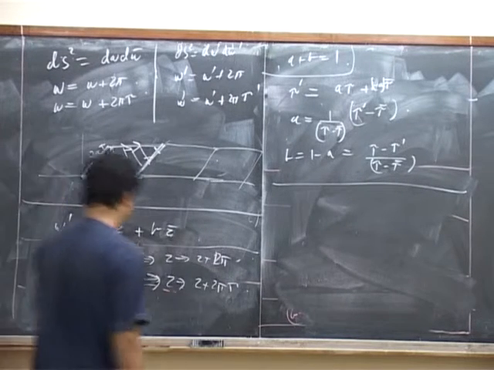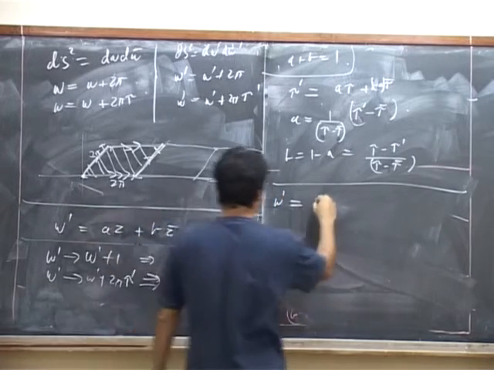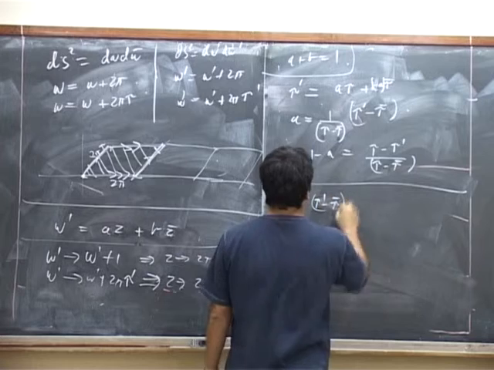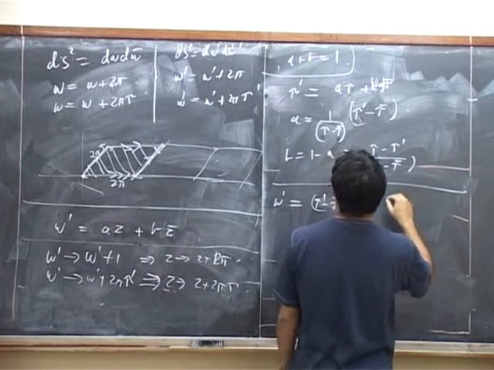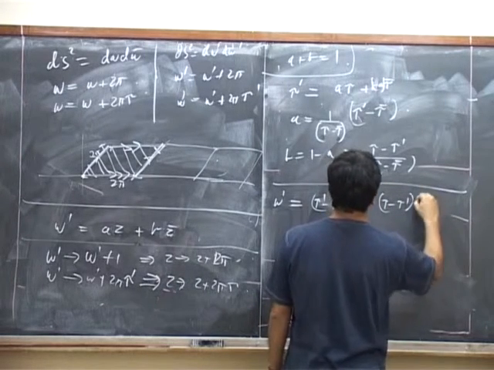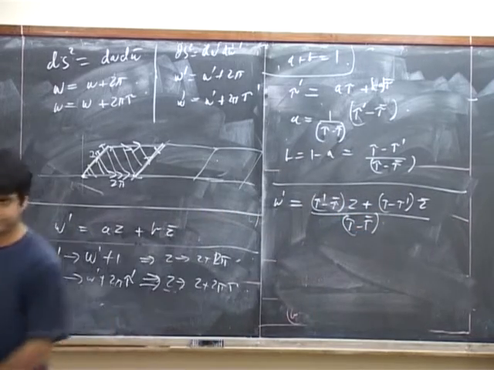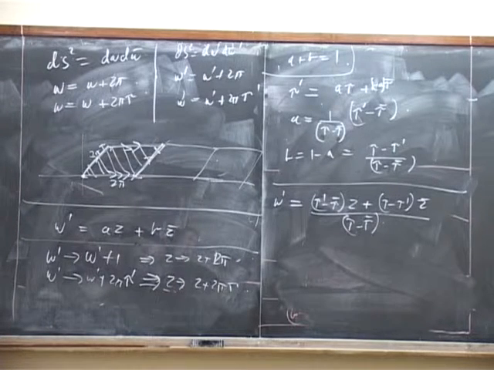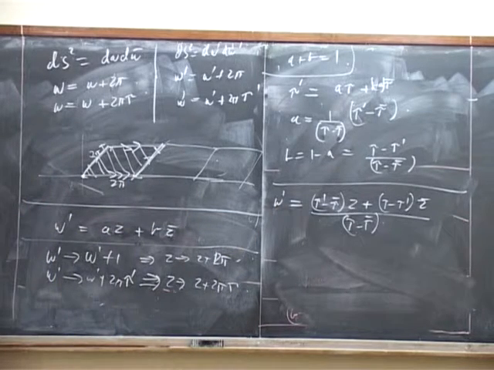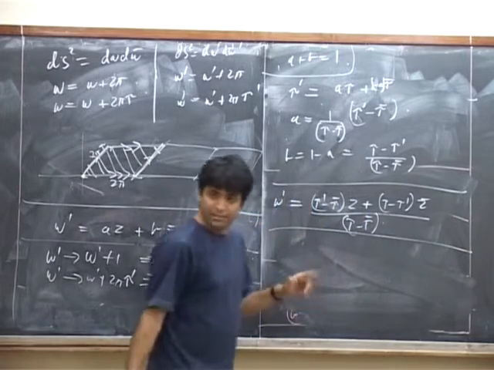Okay, fine. So now we know the answer. We know that W prime can be rewritten as tau prime minus tau bar times Z plus tau minus tau prime times Z bar, over tau minus tau bar. Now let's take the metric dw prime dw prime bar and rewrite it in terms of the Z coordinates.